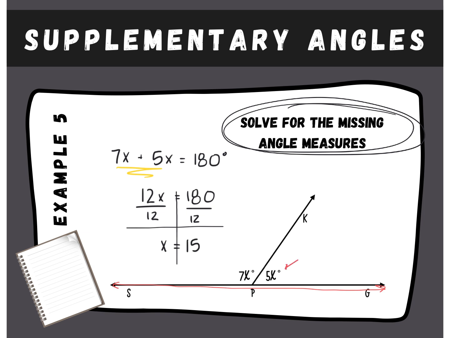To find this angle measure, I'll need to do 5 times x, or in this case 5 times 15, which gives me 75 degrees. To find this other angle measure, I'll need to do 7 times x, or in this case, 7 times 15, which gives me a value of 105 degrees. And we can check ourselves on this problem because we know that we've got a linear pair. We know that we've got supplementary angles. So if I add those two angle measures together, I should get a value of 180. And in this case, I do, which tells me that we've done this problem correctly. The solutions to this problem are the missing angle measures. So I have found that they are 75 and 105 degrees.